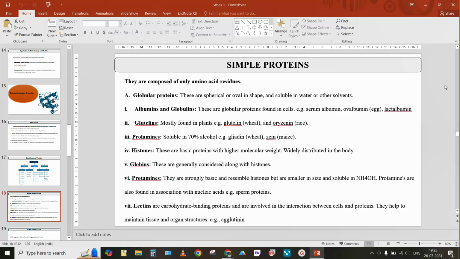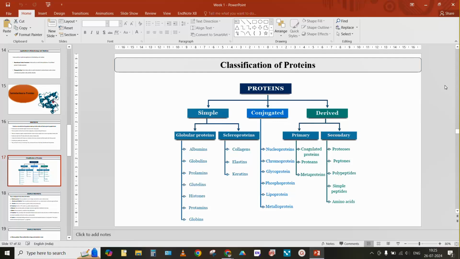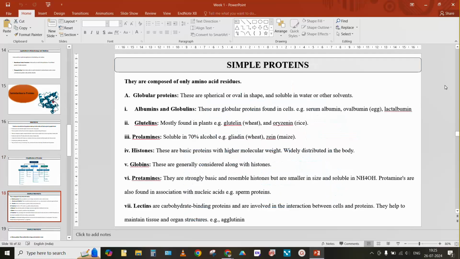So this way we have covered the classification of proteins according to their nature, and next we will cover them according to their structures. This was the classification according to their composition and function. In the next phase, we'll cover the classification of proteins according to their structures.